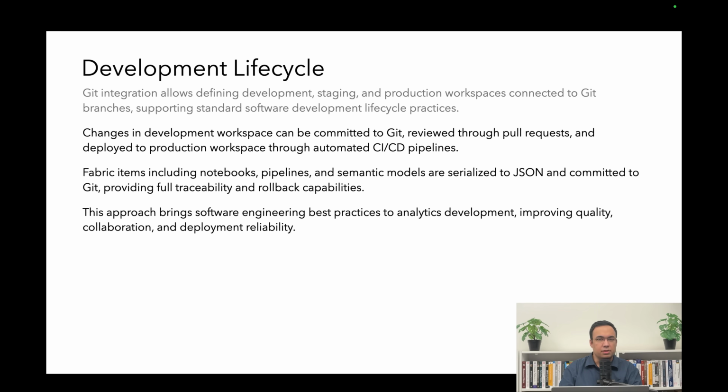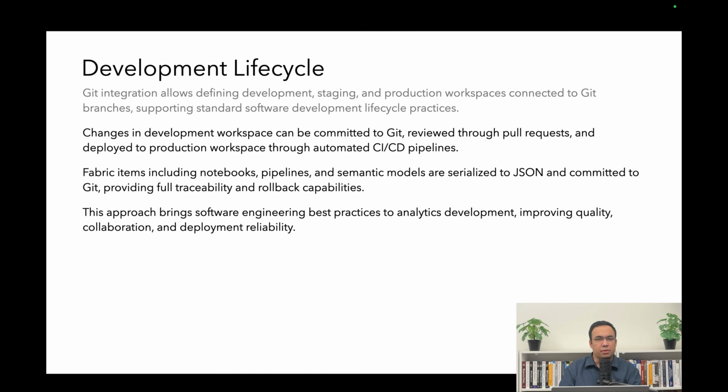You have a staging workspace connected to a staging branch. Changes from dev can be merged into staging for testing. Stakeholders can review the changes in staging to validate that they work correctly. And then you have the production workspace connected to the main branch. Once the changes are validated in staging, they are merged to the main and deployed to production.